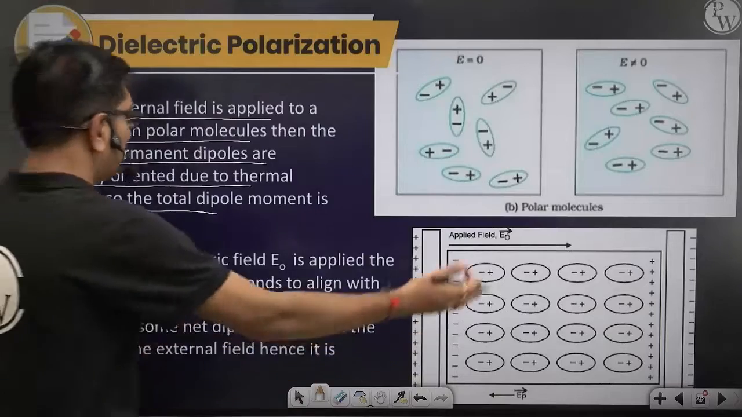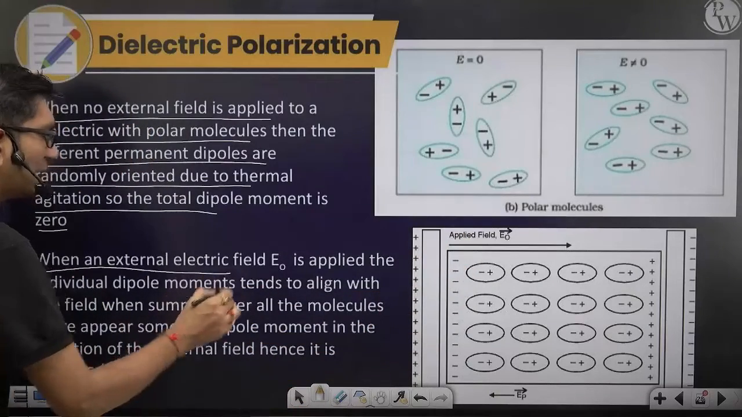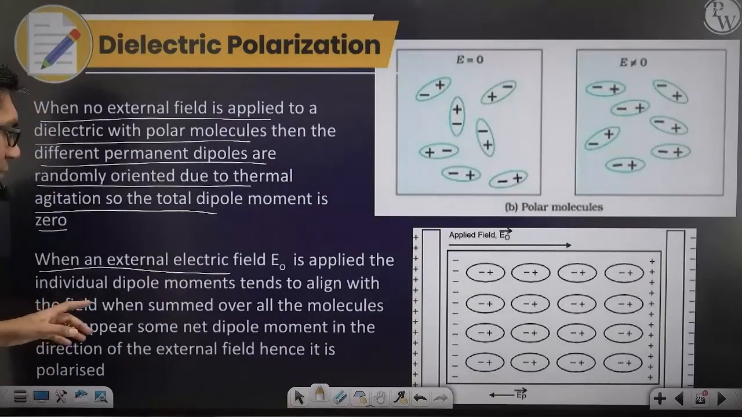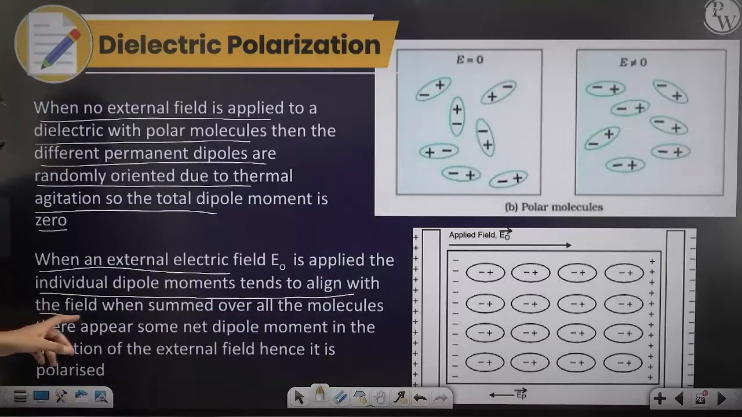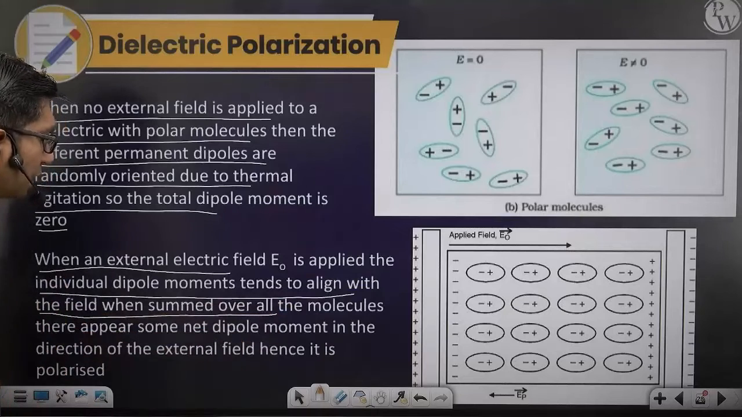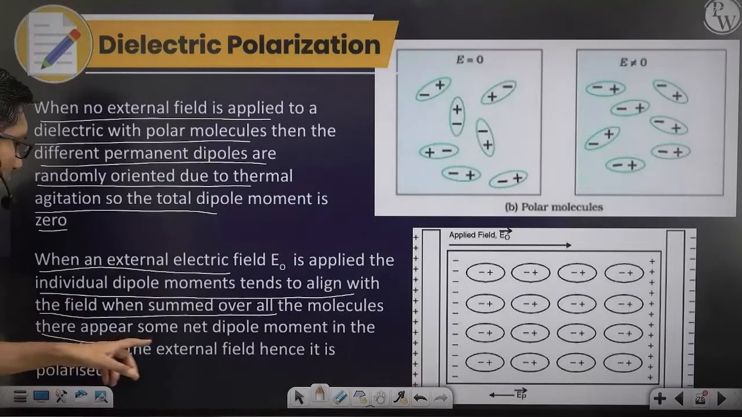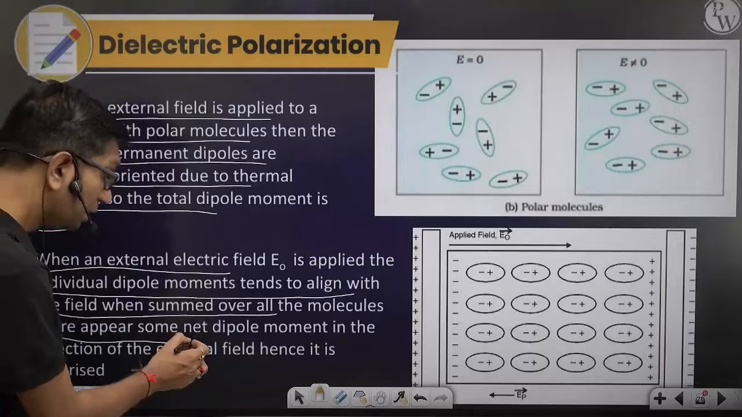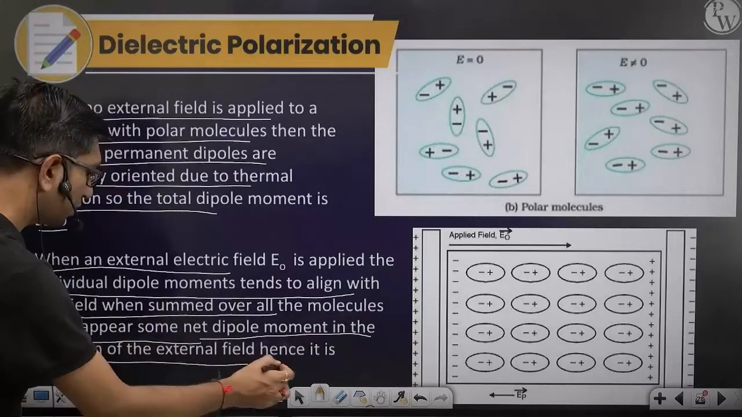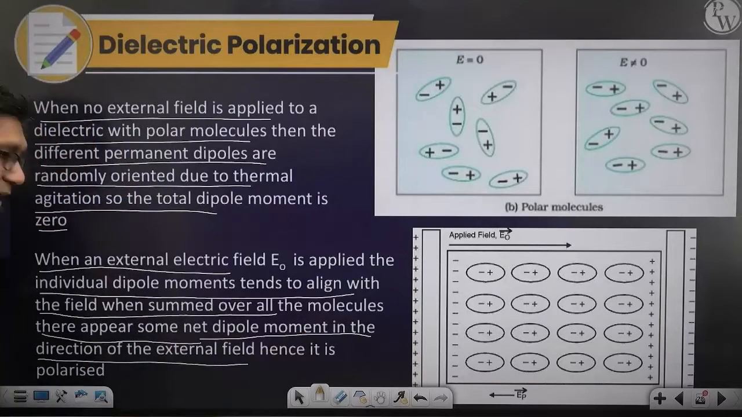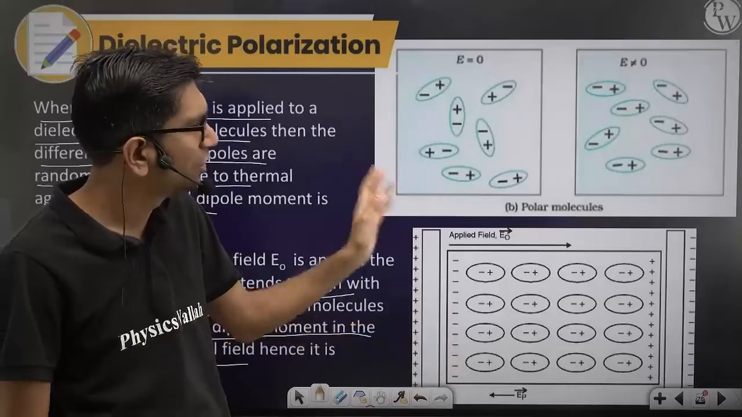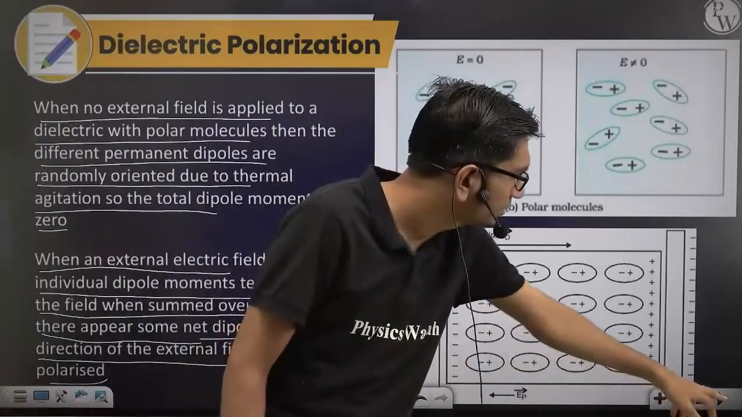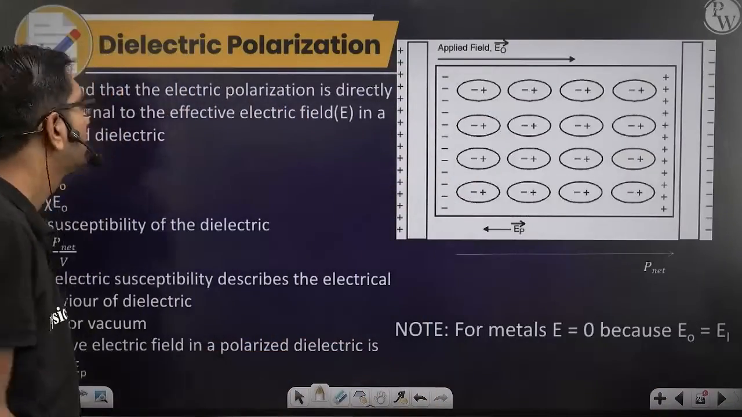When an external electric field E naught is applied, the individual dipole moments tend to align with the field. When summed over all the molecules, there appears some net dipole moment in the direction of the external field. Hence, it is polarized. Is it clear, beta? This is very simple and dead easy, so you can learn this one also. No need of explanation here.